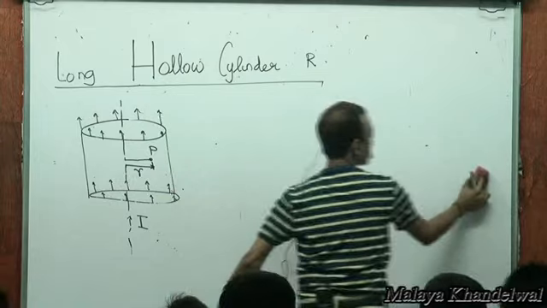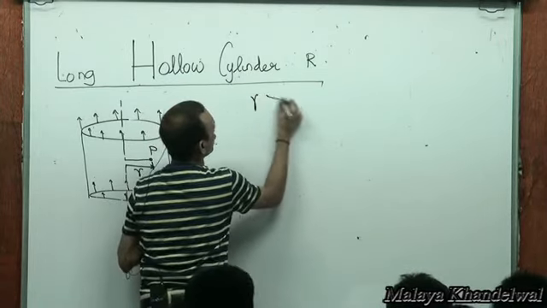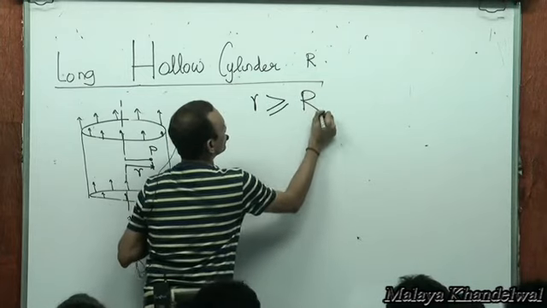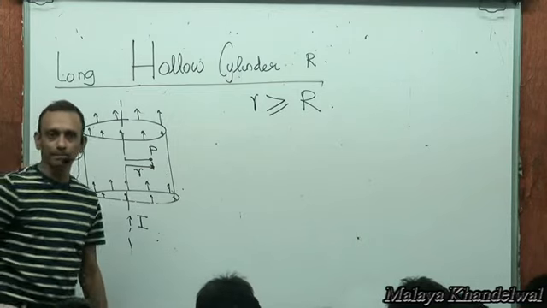Suppose we had points on or outside, small r greater than or equal to capital R, right?